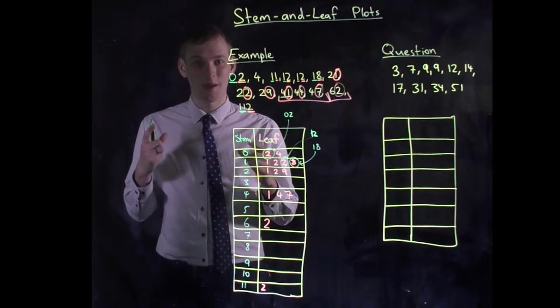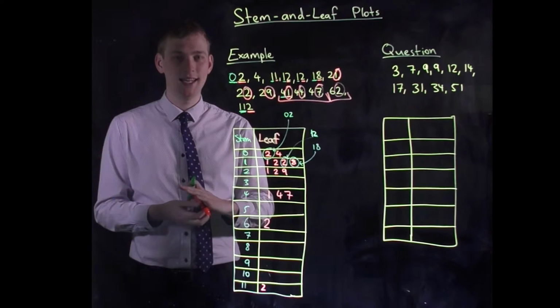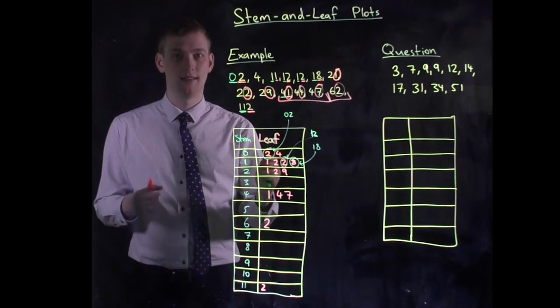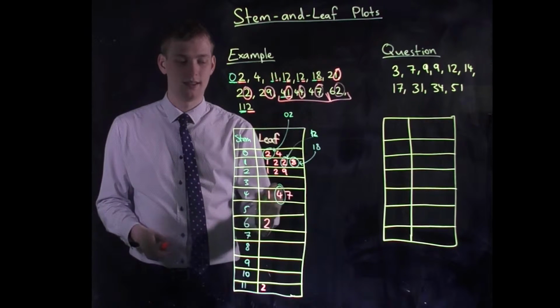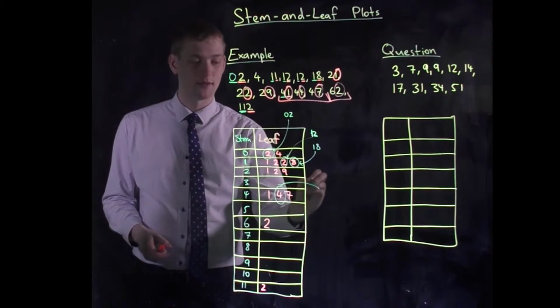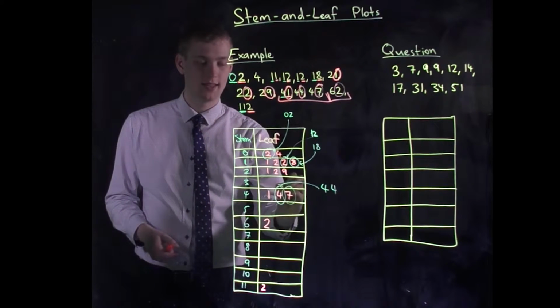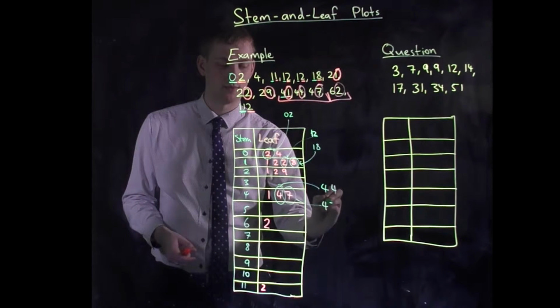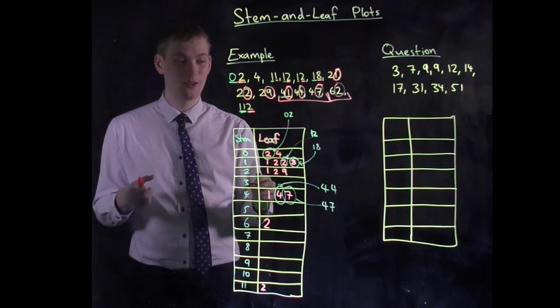It's important to remember, and this is something that lots of people make a mistake with, that any number here doesn't actually mean just that number. So the 4 here doesn't just mean 4. It means that we take the stem of 4 and we add this number afterwards. The 7 here, we take our stem of 4 and we put the 7. We get 47.